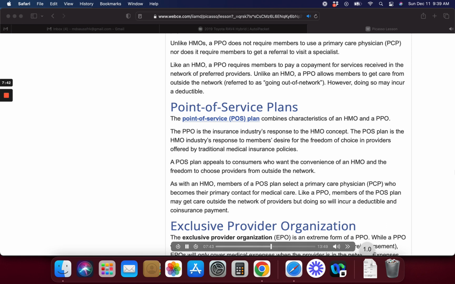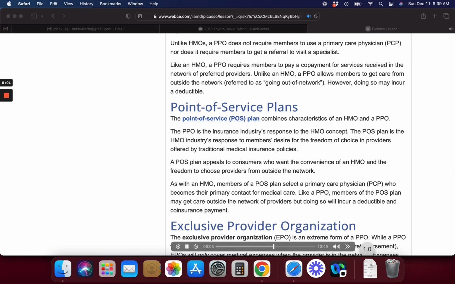As with an HMO, members of a POS plan select a primary care physician, PCP, who becomes their primary contact for medical care. Like a PPO, members of the POS plan may get care outside the network of providers, but doing so will incur a deductible and coinsurance payment.